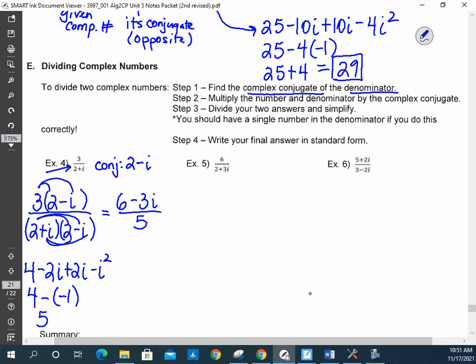So now we divide our two answers out. So that's 6 divided by 5 minus 3 divided by 5i. Those can't be reduced, so that's your final answer. Again, not a hard problem, but it is a problem that you need to keep an eye on.